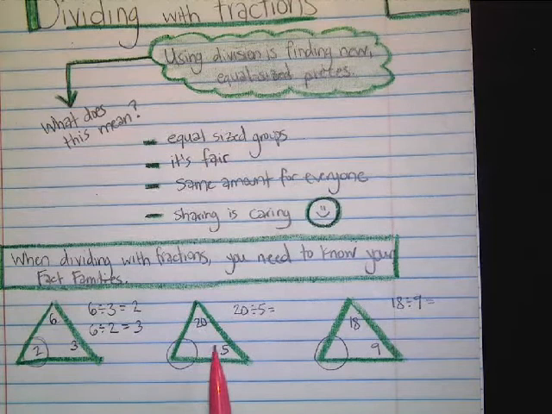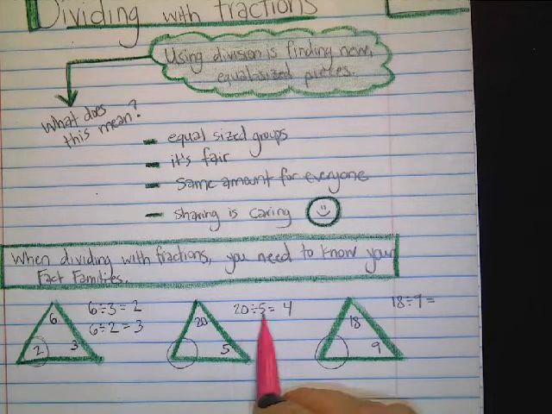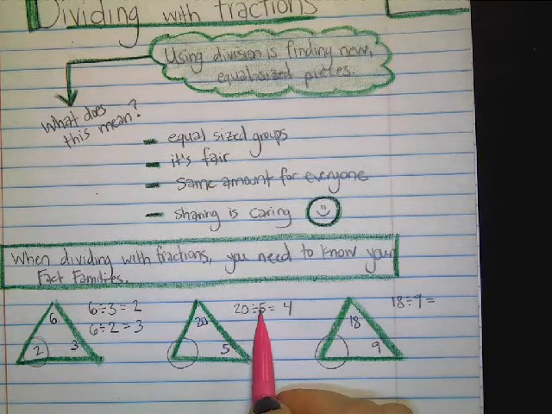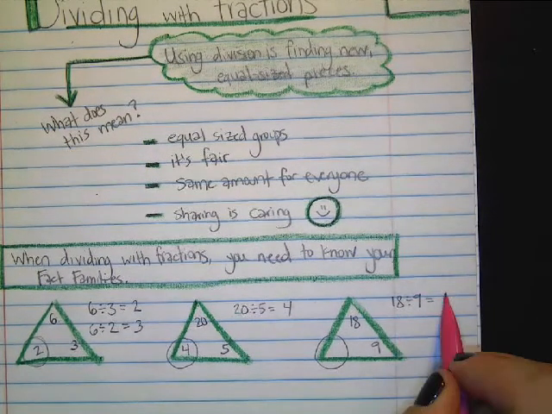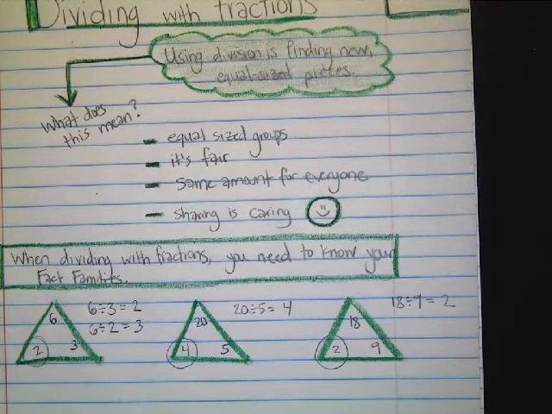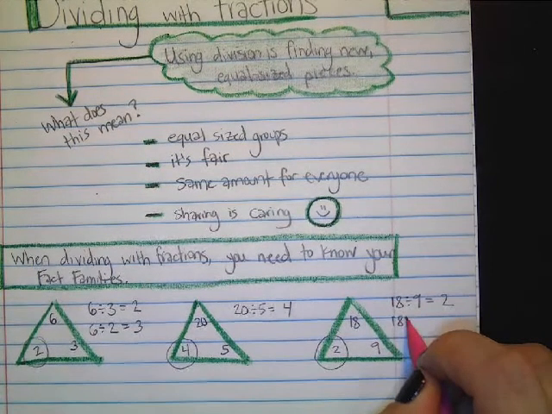Go ahead and solve both of those. If on the first triangle you got 4, your answer was correct, because 20 divided into 5 groups is 4. If your answer to this problem was 2, then you are correct as well. 18 divided by 9 is 2.